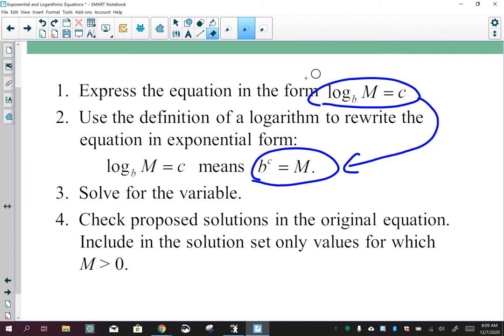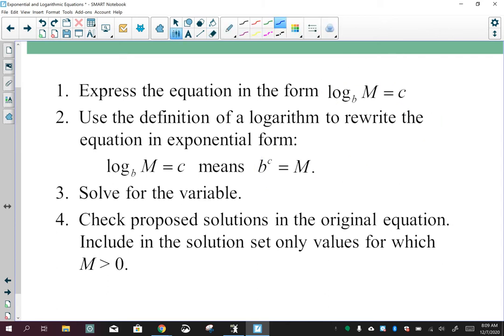Now, the key thing when you deal with logs is this piece right here. Check the solution, because remember, you have to have positive answers. Your x value can be negative, that is okay. But when you take that x value and plug it back into the log equation, if it makes that inside go to a negative number, you can't have that. So you have to make sure that you are getting positive answers.